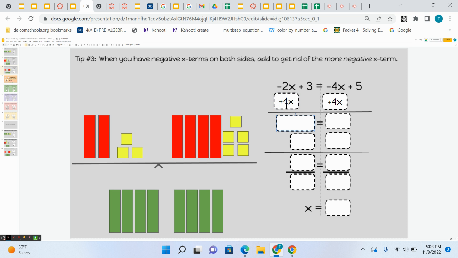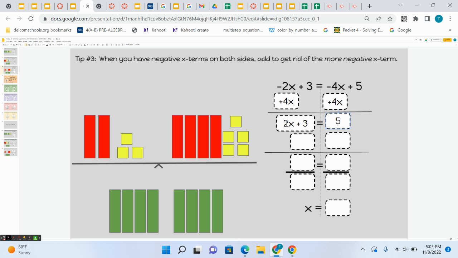On the left here, I have negative 2x plus 4x. Negative 2x plus 4x is 2x. I still have plus 3. On the right side, the negative 4x went away. That's what we wanted. We're left with 5. So I have 2x plus 3 is equal to 5. Now we have positive x's on one side, which is what I was hoping you would do.